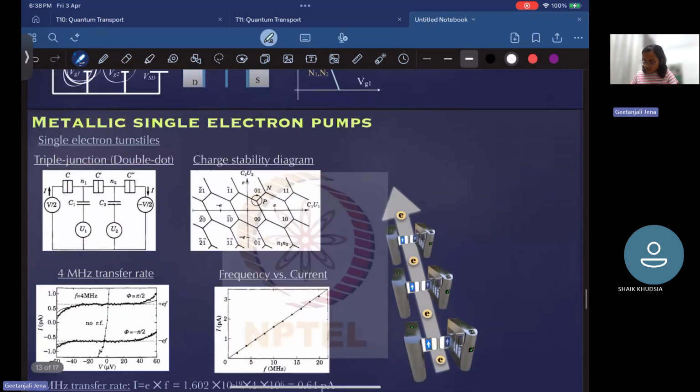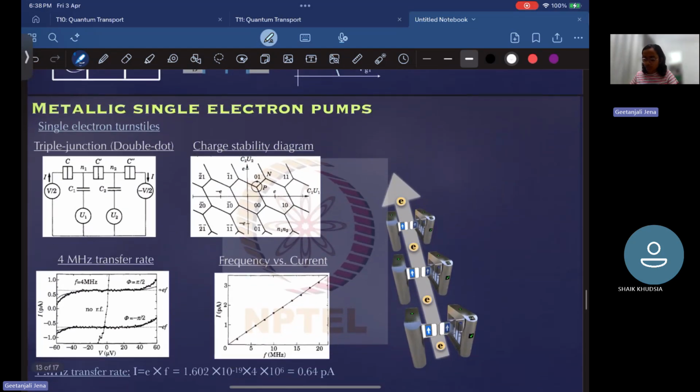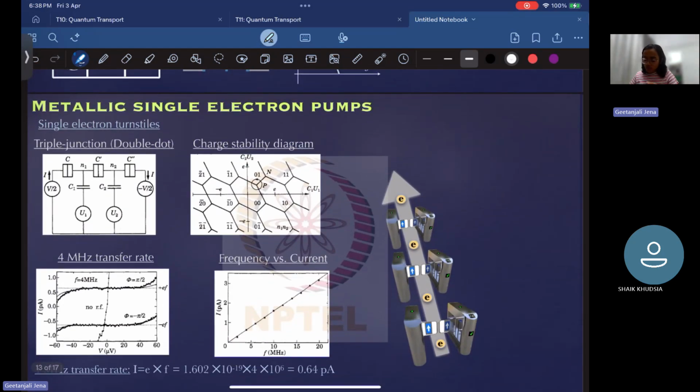So let us discuss the metallic single electron pump, which is based on the double quantum dot. There are two types of pump that you can use for the current standard. One is the metallic single electron pump, and the other one is based on the semiconductor electron pump. But the better one is the semiconductor one. Let us see the metallic one, then let us discuss some of the issues with this metallic single electron pump.